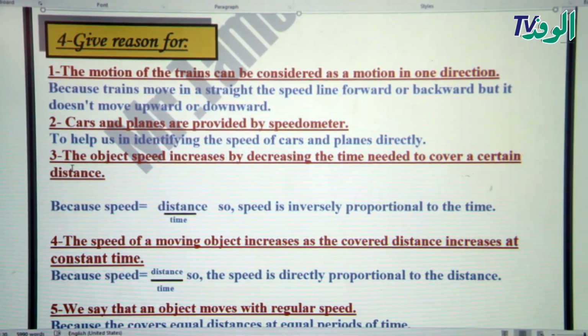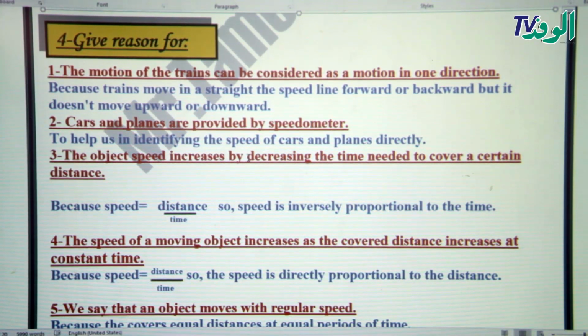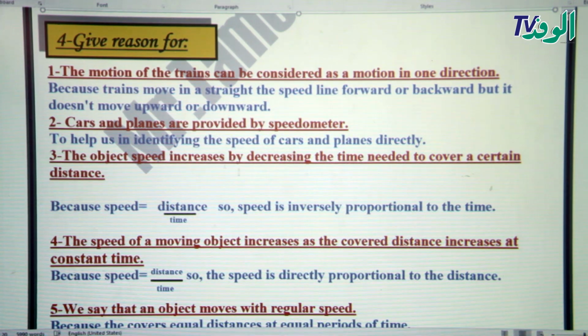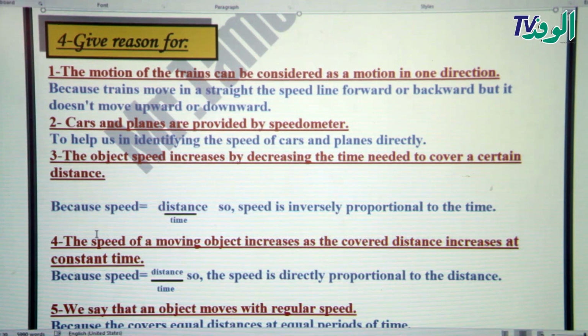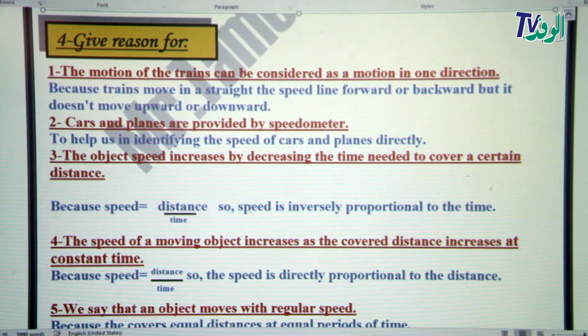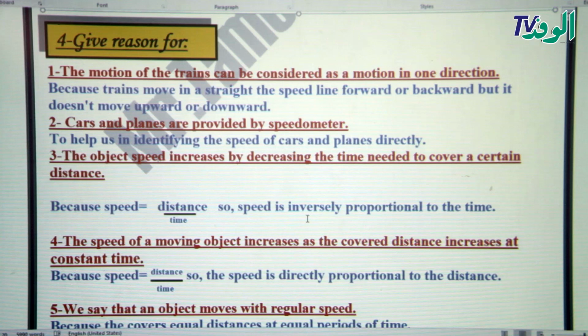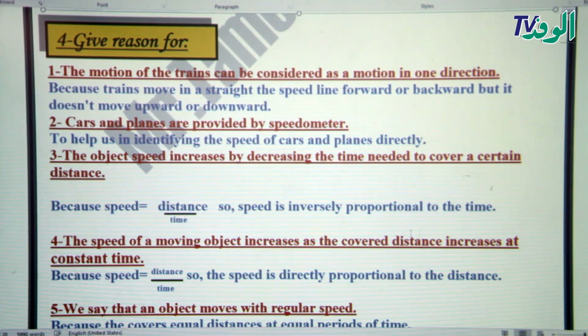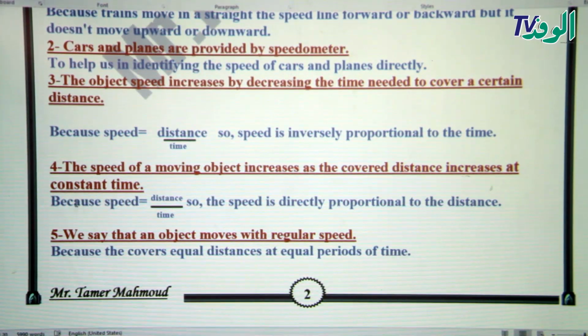Another question: the object's speed increases by decreasing the time needed to cover the distance. Why? Because the speed equals, as we started, distance divided by time. So the speed is inversely proportional to the time. Very good. Let's move up to another question.